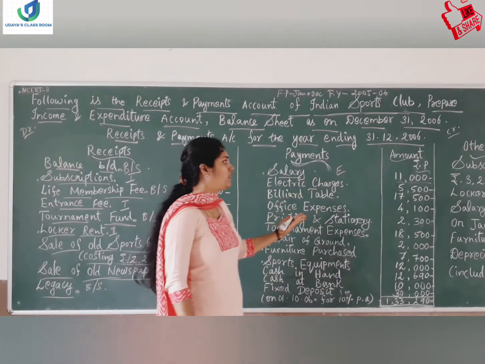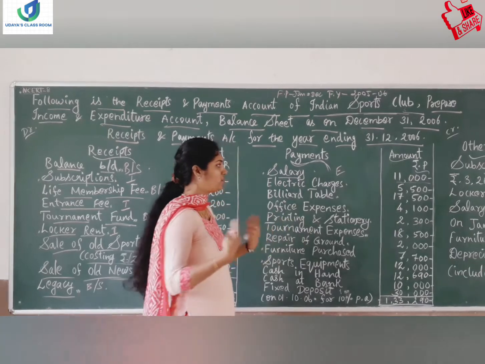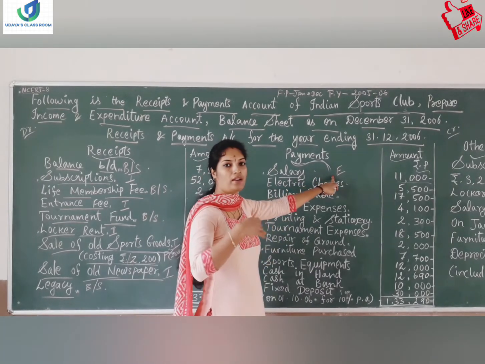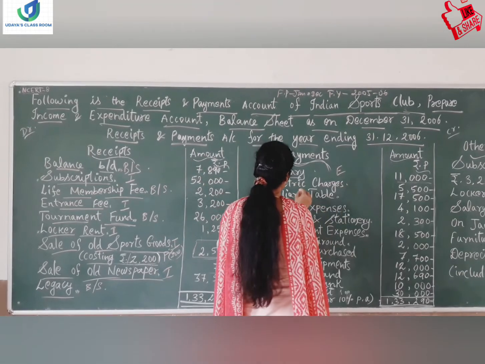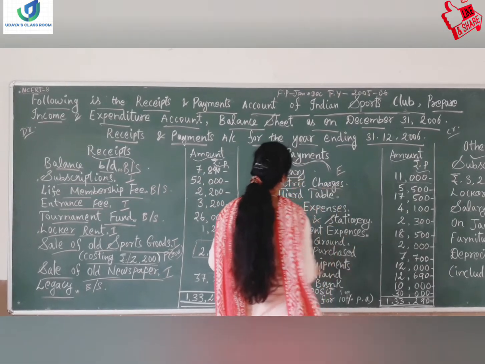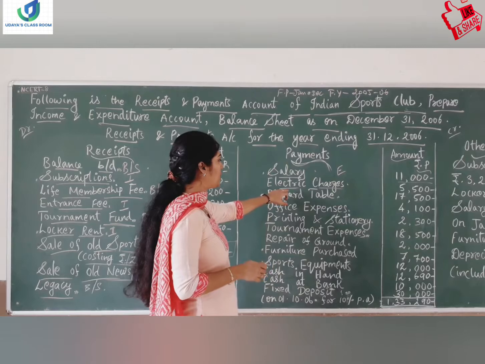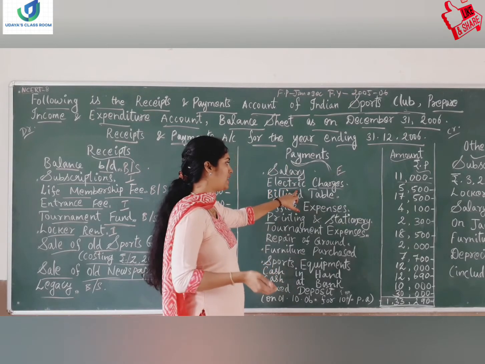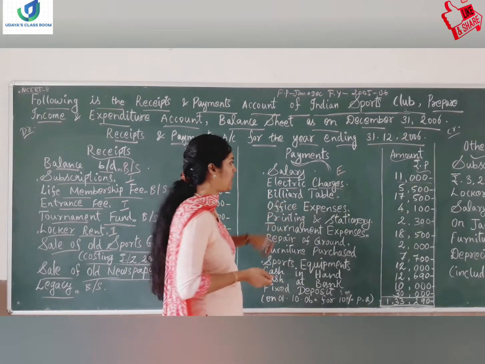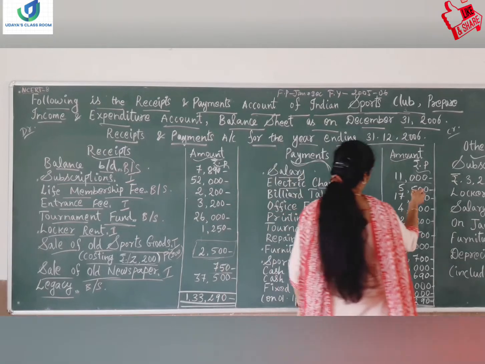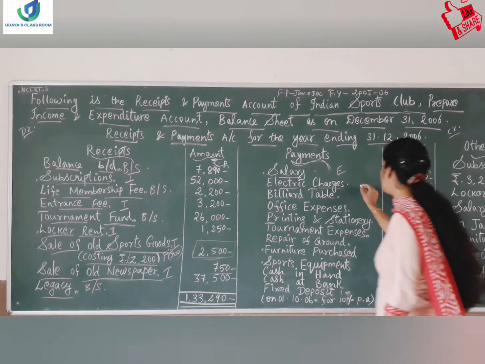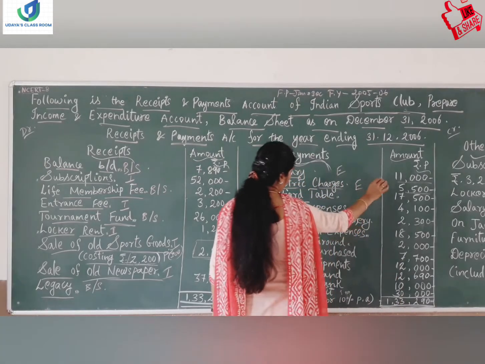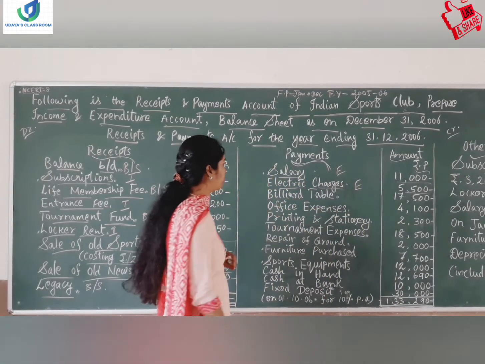Even you can write, if you are well versed with the debit and credit side, instead of E you can write DR, it is your wish only. And the next is electric charges. So obviously when the company or any other organization is running, it will be using electricity, right? So the electricity charges also will be paid by the organization, 5,500. It's an expense, so I am writing as E.